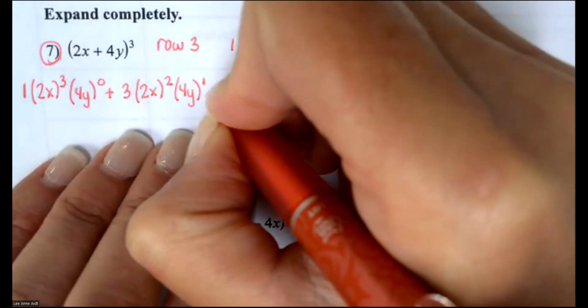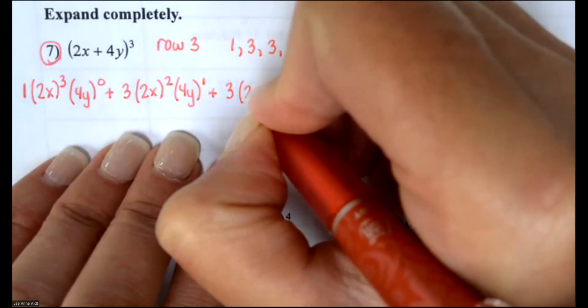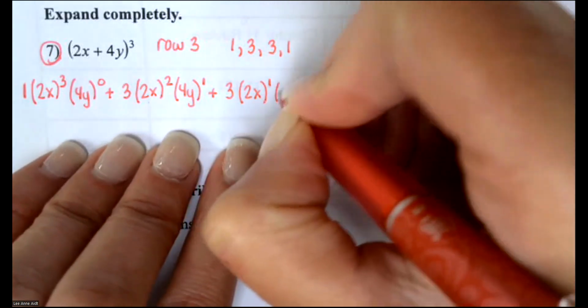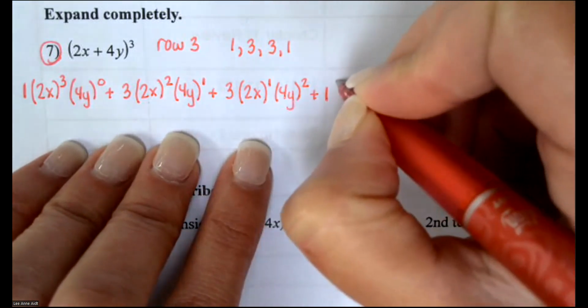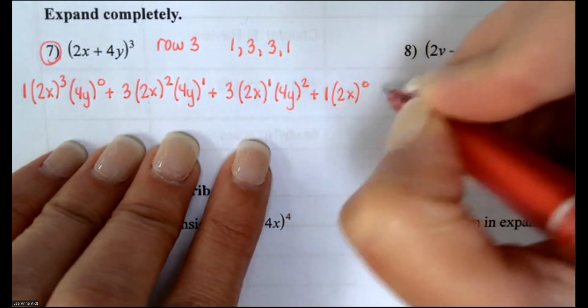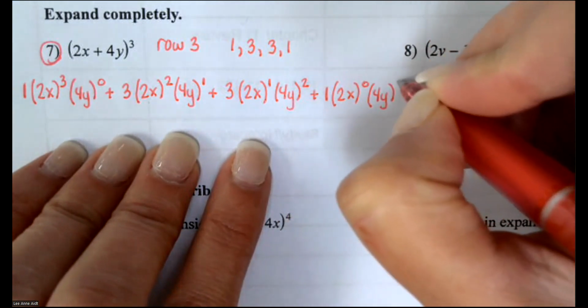Anyway, okay. 1, front seat to the full power, back seat to the 0, plus 3, front seat down, back seat up, plus 3, front seat down, back seat up, plus 1, front seat down, back seat up.